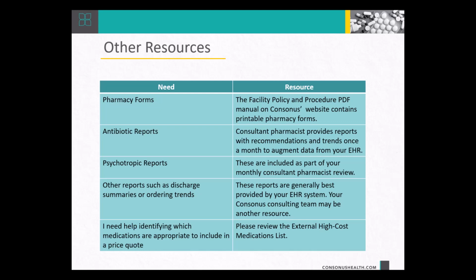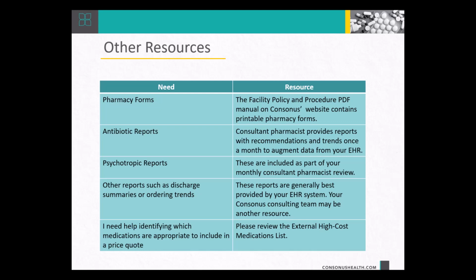If you're needing antibiotic reports, our consultant pharmacist will provide those reports to you through recommendation, and they also provide them routinely every month. And then there's also often some sort of antibiotic reports that are available through your EHR or EMR system that can further augment the reports that we're able to provide to you. This is the same as the psychotropic reports. Both of those are provided monthly as part of your consultant pharmacist review.